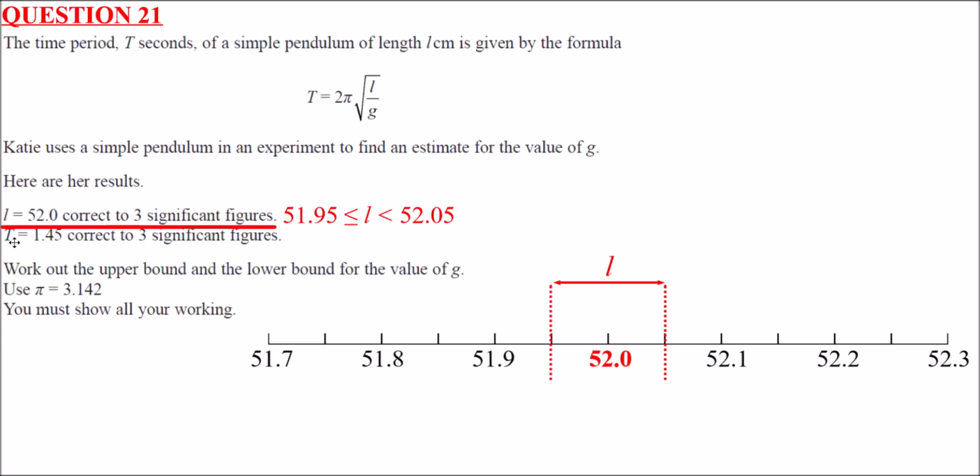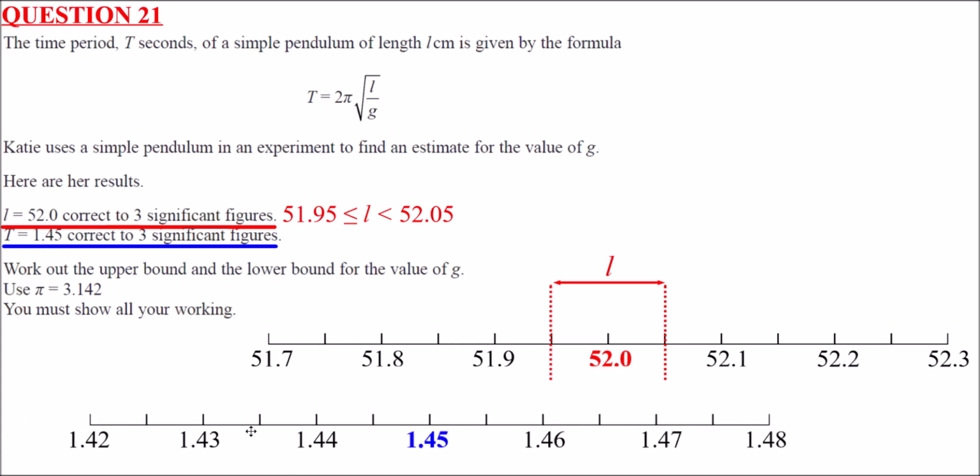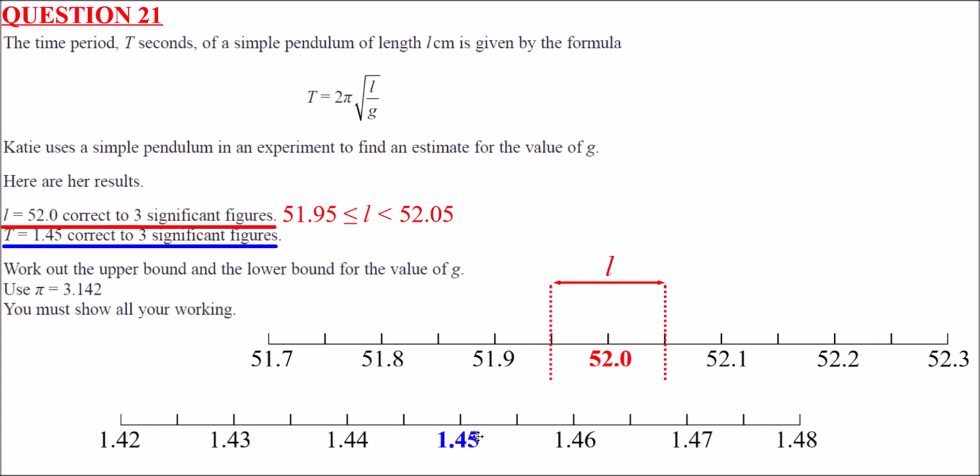In the same way, T is 1.45 correct to 3 significant figures. So again, let's work out the error interval for T. If you imagine the third significant figure's times table, 1.45, 1.46, 1.47, and the same at the lower end of 1.45, you'd have some sort of system like this. You'd have a sequence of numbers like this, with 1.45 what it's been rounded to.